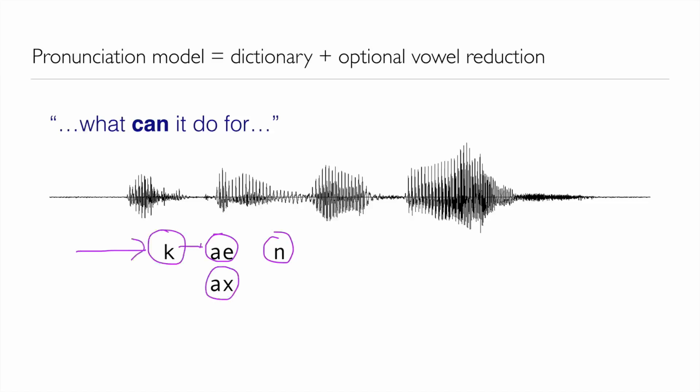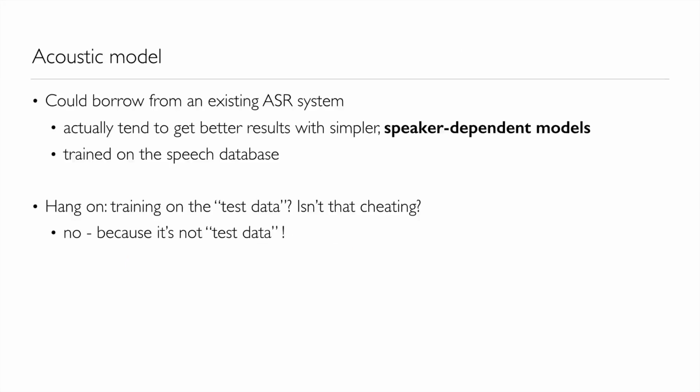We'll have arcs. And optionally, instead of the full vowel, we could generate a reduced vowel. And so here's our finite state network model of the pronunciation of the word can, but it can also be reduced to can. So I can say, what can it do for? Or what can it do for? And this recognition network can align either of those variants.